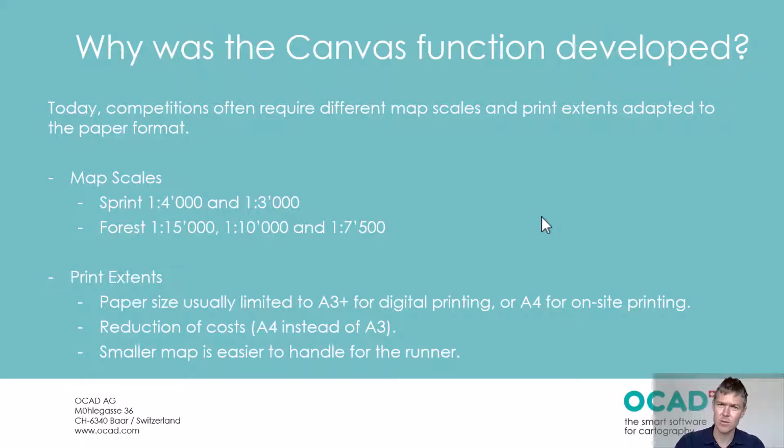For example, we do not want to print all courses on a very big map. We want to print them only on an A4 paper because it's easier to print on A4 paper. Your printer probably does not support A3 printing, and then it's also cheaper to print A4, and it's of course easier to handle for the runners.